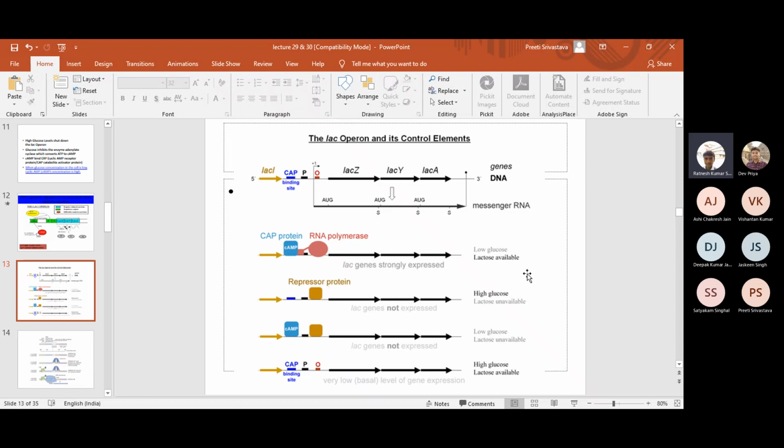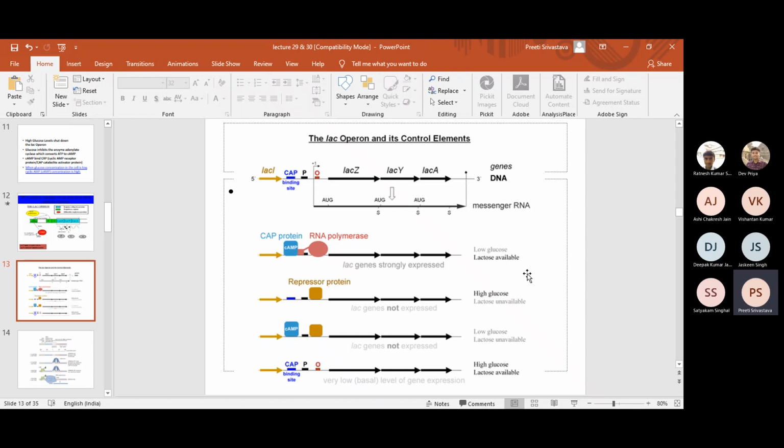But in this case, if lactose is unavailable, then why do we need beta galactosidase and that thing? We'll come to that.